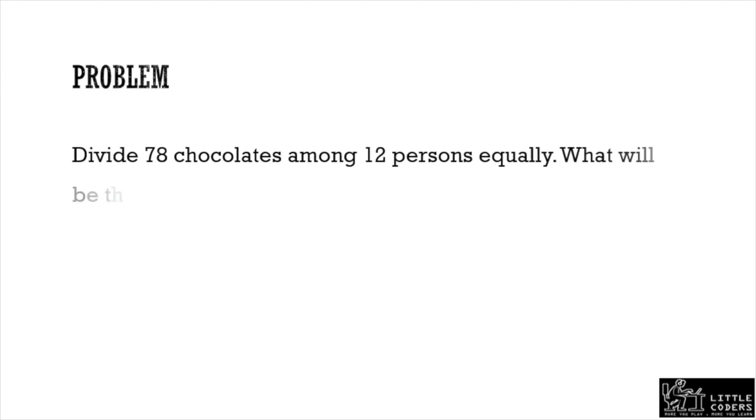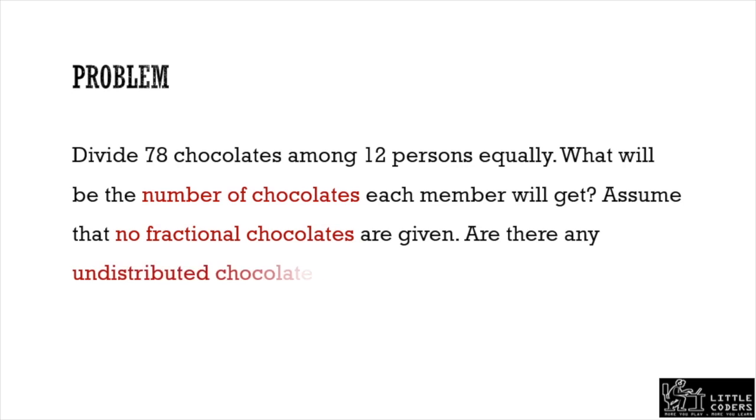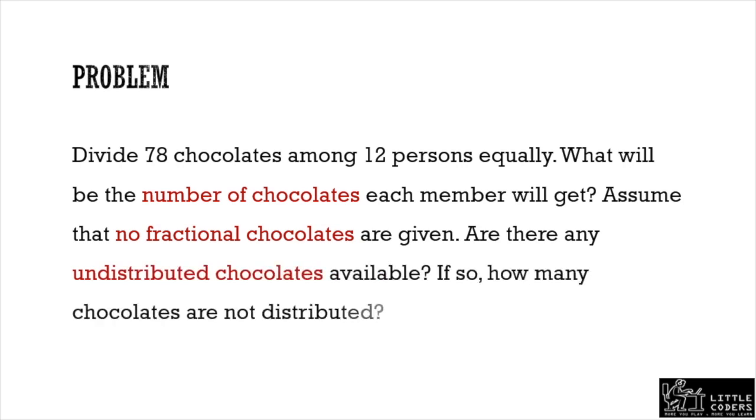Suppose we want to divide 70 chocolates among 12 persons equally. Now how is it to be done? That is going to be seen now. Here what we want is the number of chocolates each member will be getting, and if there are any undistributed chocolates, that also should be given. Here, no fractional chocolates are given. That is the most important part here. How to do this? Let us see the algorithm as well as the program.